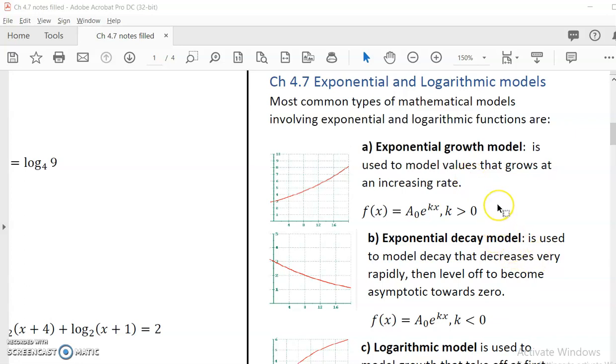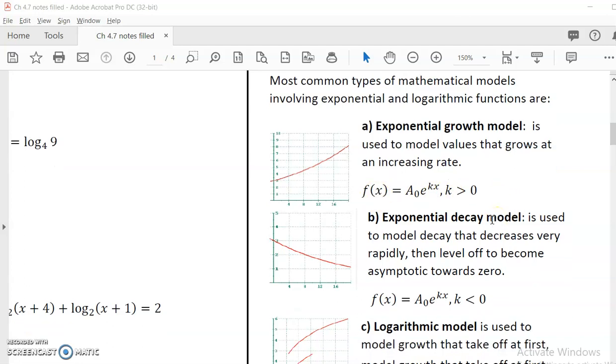In chapter 4.1, we already went over some of the exponential models, exponential growth and exponential decay, when things grow rapidly at an increasing rate. The function that we can write is f of x or y equals a0 e to the power kx. Very often, if it is about time, we would have kt instead of x. In a growth model, k is a positive number.